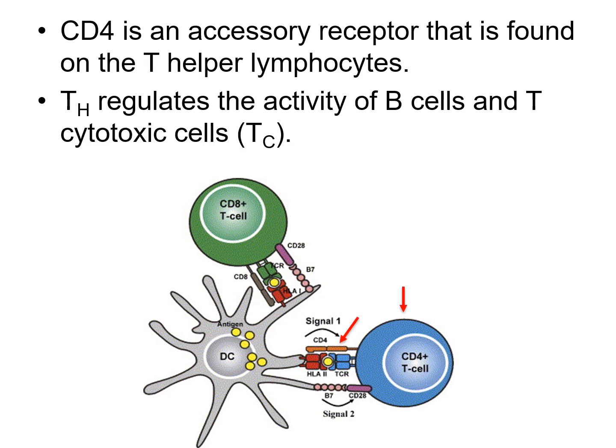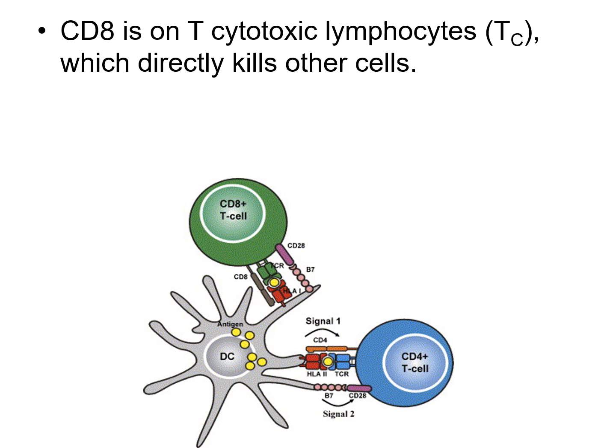CD4 is an accessory receptor that is found on the T helper lymphocytes. The T helper regulates the activity of B cells and T cytotoxic cells. In the picture, I am pointing to how the T cell has the receptor and it is bound to a macrophage. CD8 is on the T cytotoxic lymphocyte, which directly kills other cells. That is the circle that is green. So the T helper cell is going to communicate with other cells and tell them what to do, whereas the T cytotoxic cell is going to specifically kill other cells.